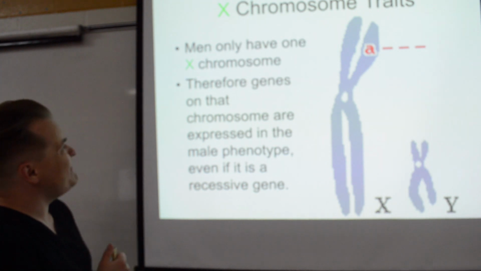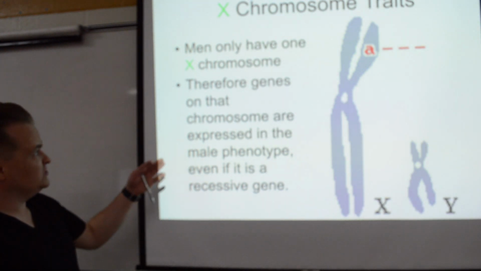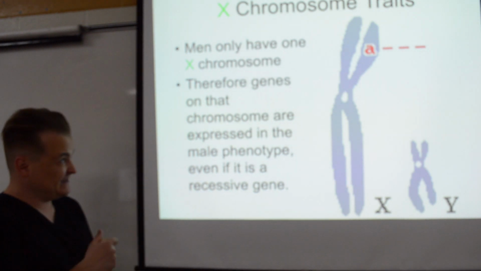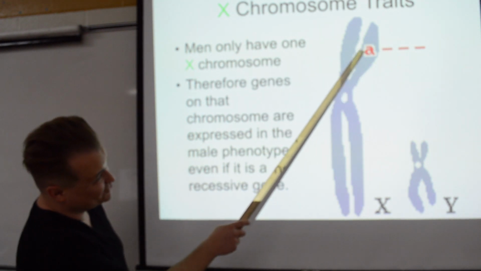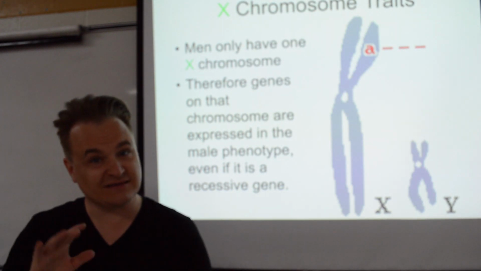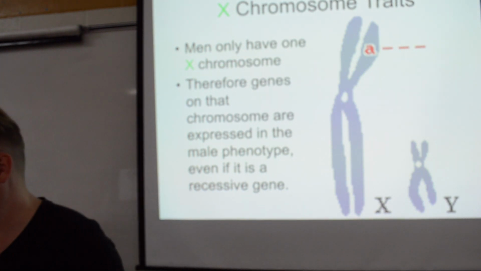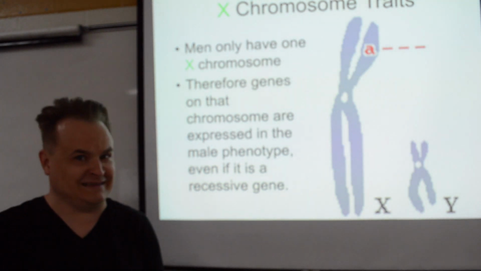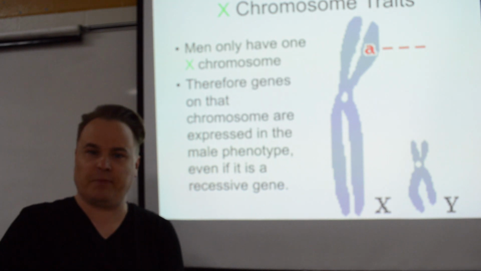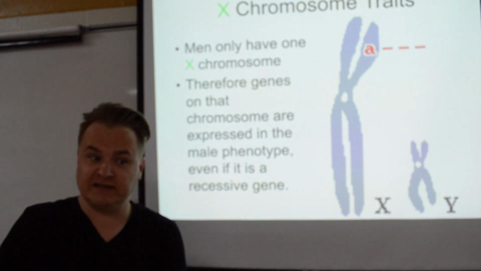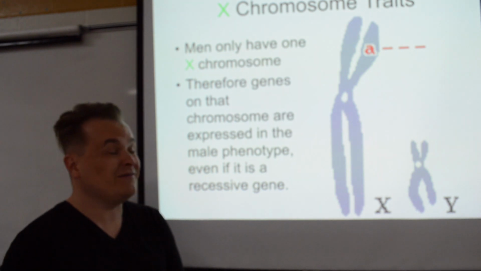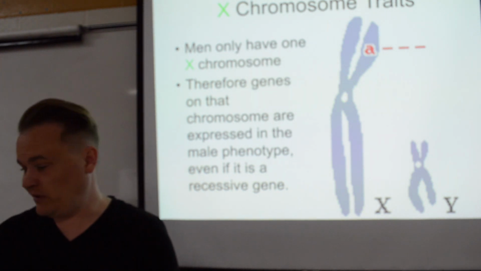X chromosome traits. Men only have one X chromosome. Therefore, genes on that chromosome are expressed in the male phenotype, even if it's a recessive. So even if the mom has a recessive trait here, the boy will get it. Her son will get it because there's nothing to override it, to dominate over it. Now, it could be traits and not diseases, right? Obviously. We don't have to talk about diseases. That's a little bit dark. But normally when you're looking at sex-linked traits, you're normally looking for diseases because there's a lot of known diseases that can be pretty fatal that are sex-linked, and we know that.